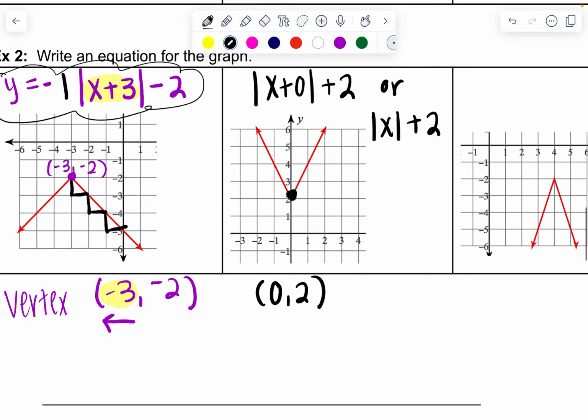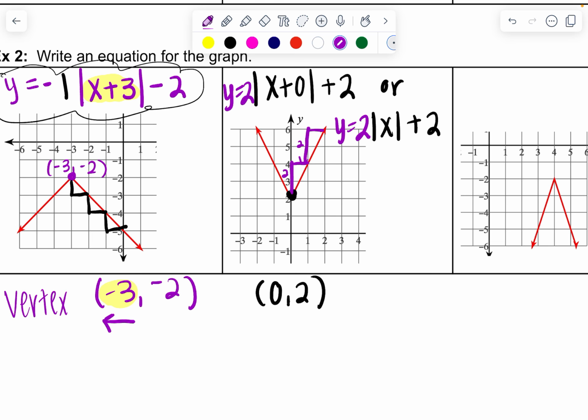But we're not done. We have to figure out what the number in front is. So to get from one point to the next, I need to go up 2 over 1. Up 2 over 1. So that means my final answer is y equals 2 times the absolute value of x plus 2.